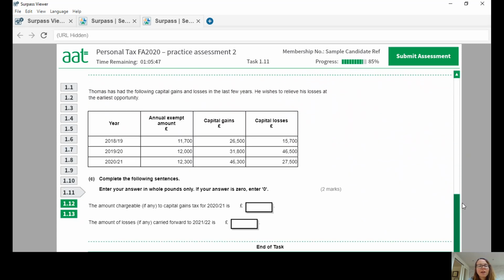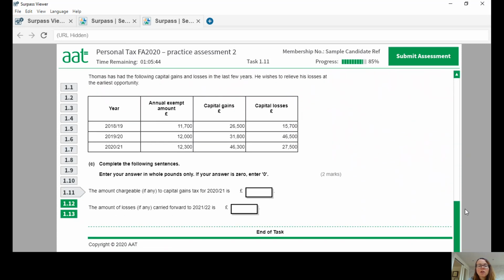Right, Thomas has had the following capital gains and losses in the last few years. He wishes to relieve his losses at the earliest opportunity.